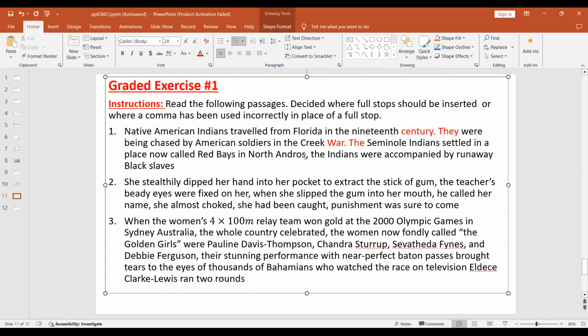I put an "and." Okay, you can put "and": the Indians were accompanied by runaway black slaves. How many persons did that? How many persons put "and"? Anyone else put "and"? The Seminole Indians settled in a place now called Red Base in Andros, and the Indians were accompanied by runaway black slaves.